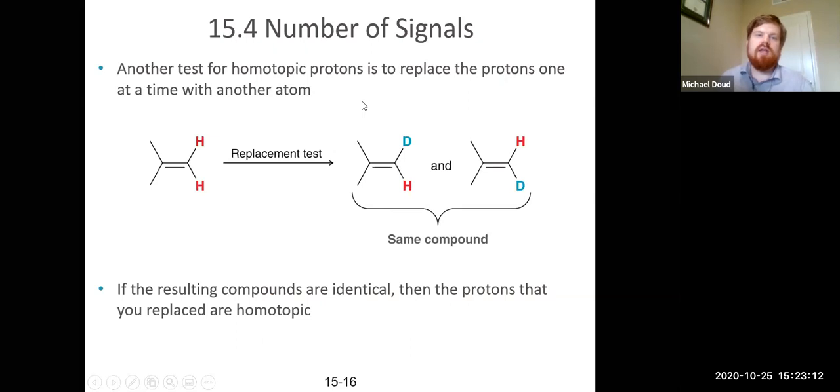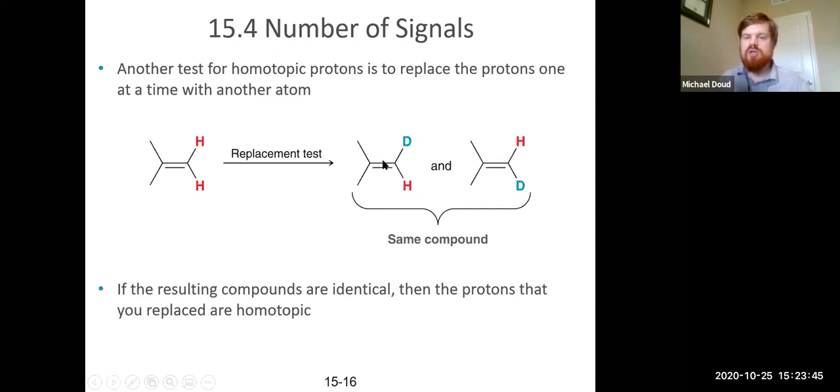Now, one way that you can do it is you use what's called the replacement test. This is where you take one of the 2 protons that you're trying to figure out, is this homotopic or enantiotopic? You take one of the protons and replace it with deuterium, and then do the same thing for the other one. So here we take the top proton, make it a deuterium, and then do the same thing for the bottom one, the bottom proton becomes a deuterium. Then ask yourself, what happened? What's the relationship between these 2 compounds?